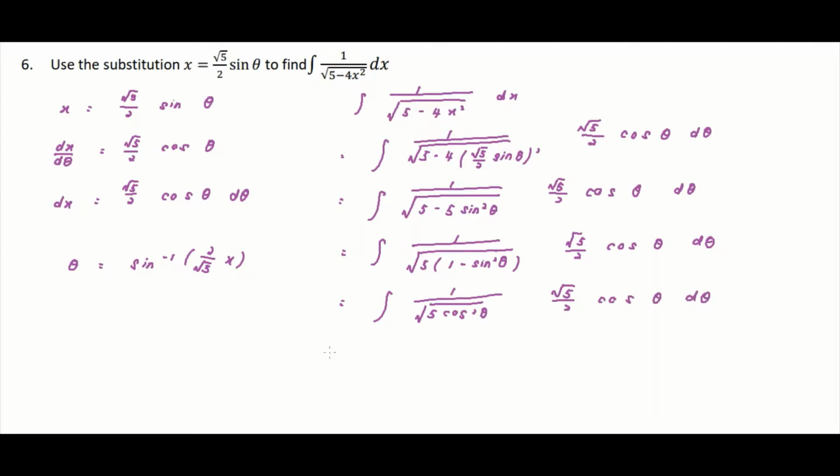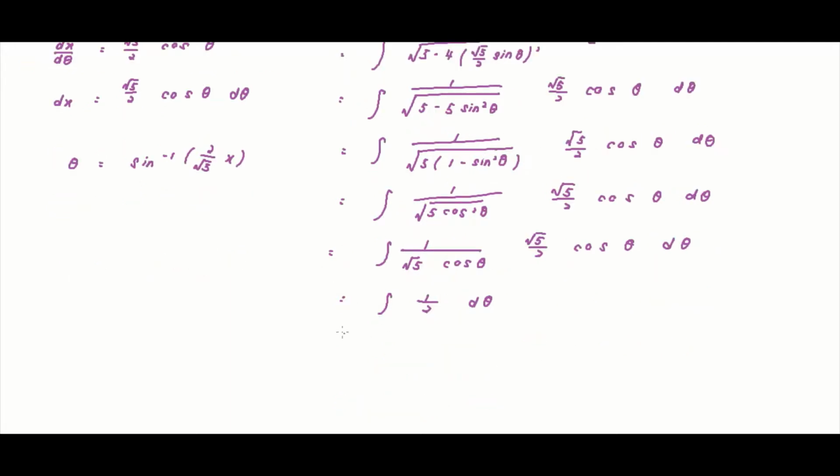So after you simplify, you will be able to get 1 over square root 5 then cos theta. Okay, because you have a square, then you square root, right? So square root 5 cos theta, over square root 5 over 2 cos theta. So now you can try to simplify it. So what you can see, cos theta and cos theta, then square root 5 and square root 5. Then after that, what do you have left? You are left with 1 over 2 only. Okay, so d theta. So now we can try to integrate this.